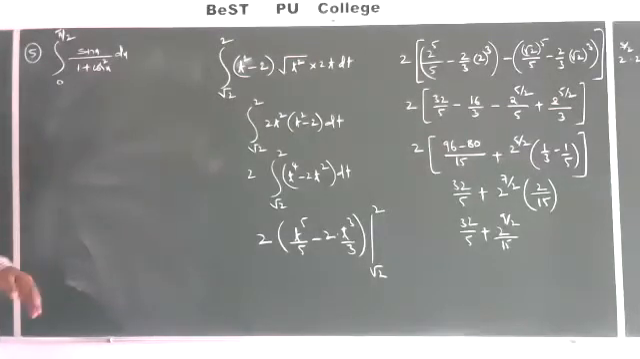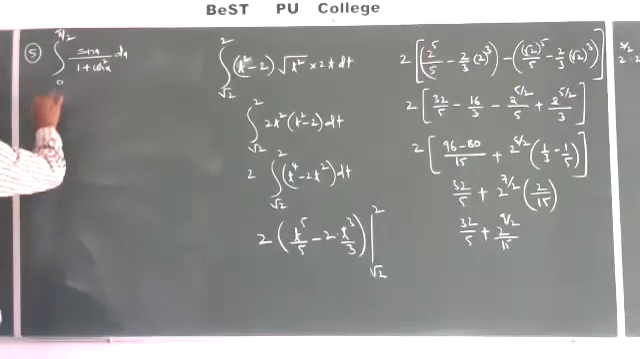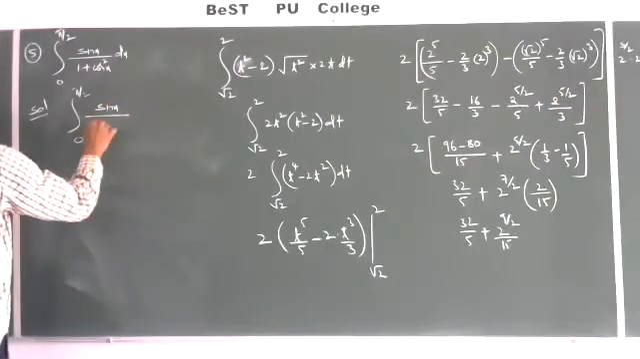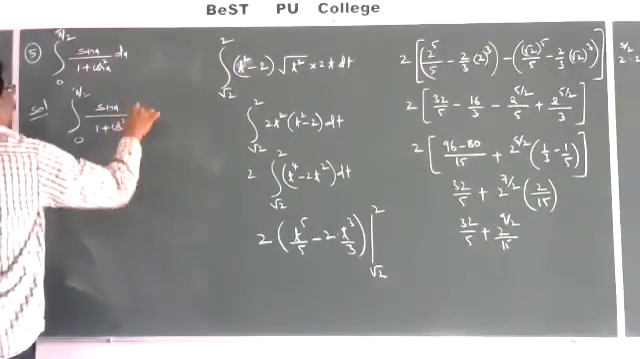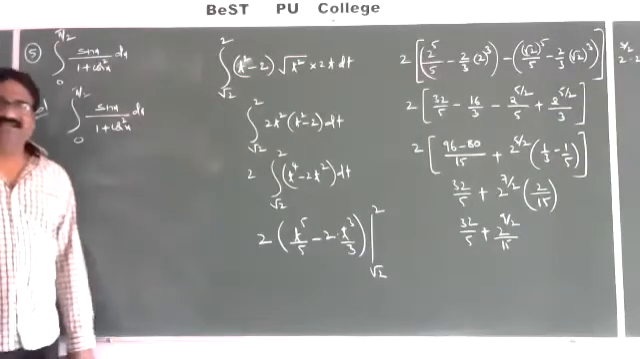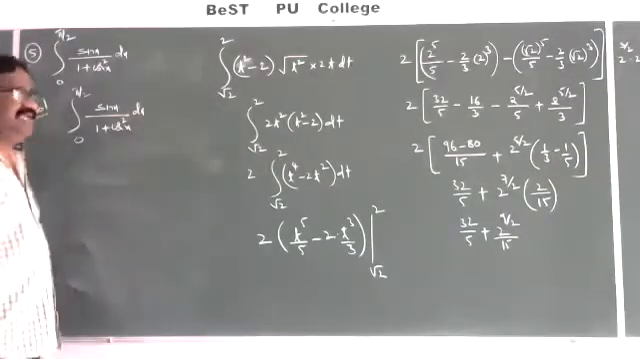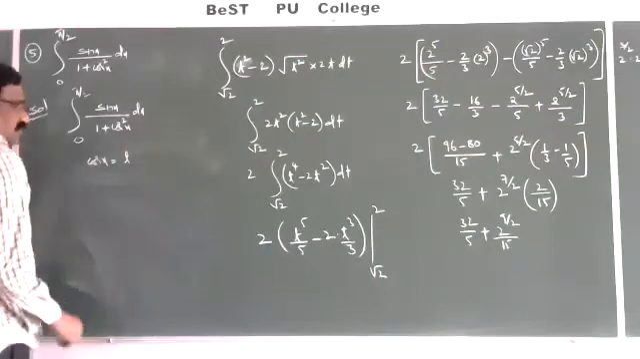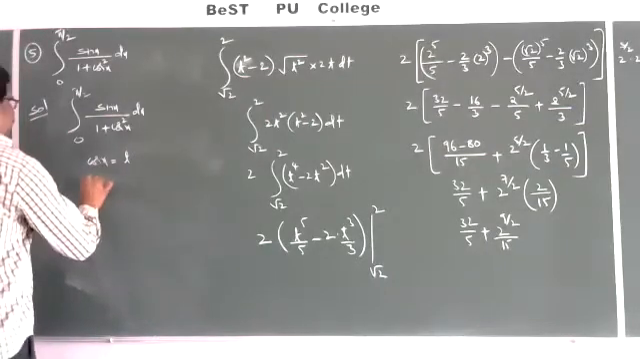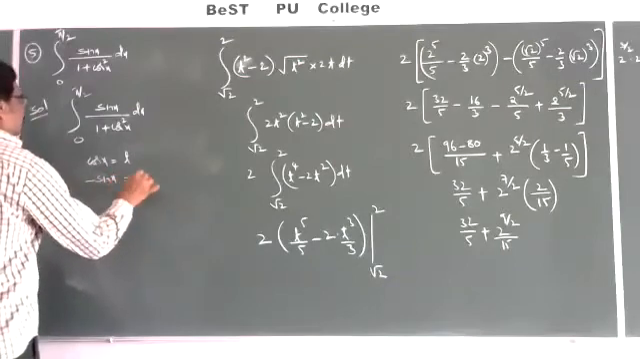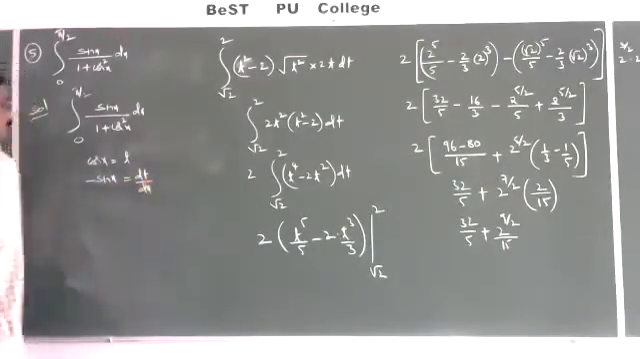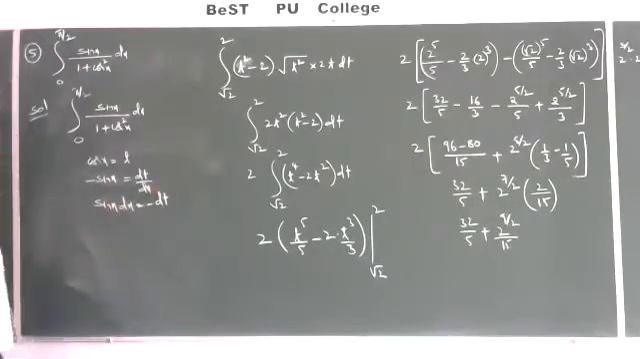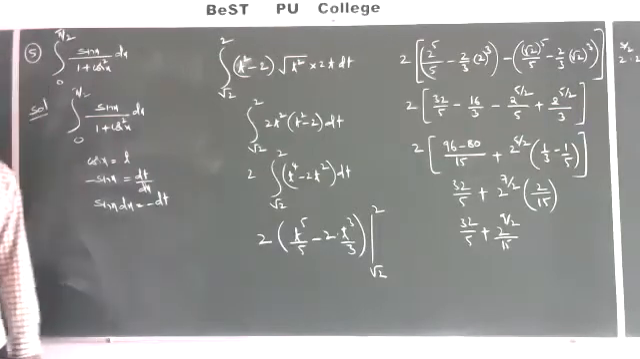So here also we use the substitution method. Solution: integral 0 to pi by 2 sin x by 1 plus cos square x into dx. Here in the denominator, you put cos x is equal to t. Differentiate both sides with respect to x. Cos x derivative, minus sin x is equal to dt by dx. That is sin x into dx is equal to minus dt.